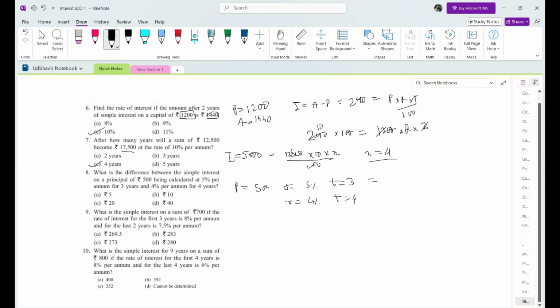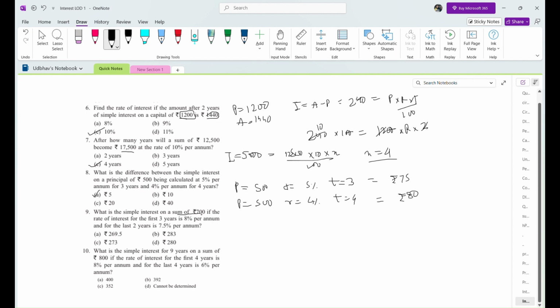So from here 500 into 5 into 3, that will give us 15 into 500. 15 into 500 gives us 75 rupees. Here the interest will be 75 rupees and here principal is same, 500 into 16. 5 into 16 is 80, so here the interest will be 80 rupees. So the difference is 5 rupees.